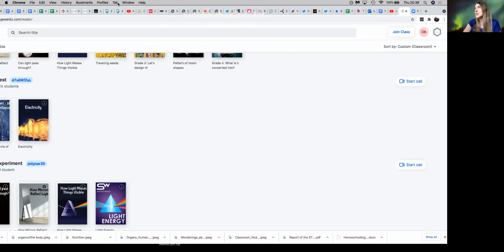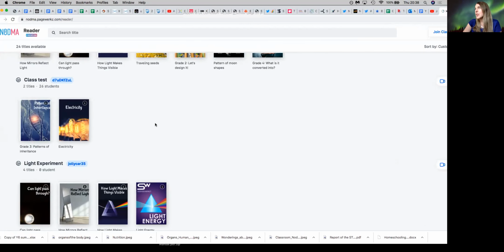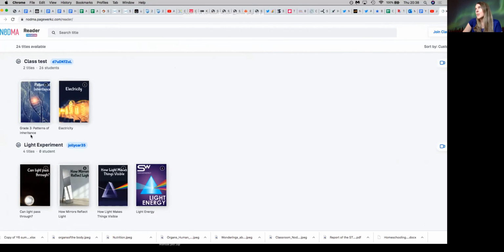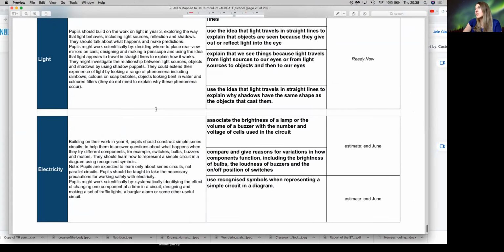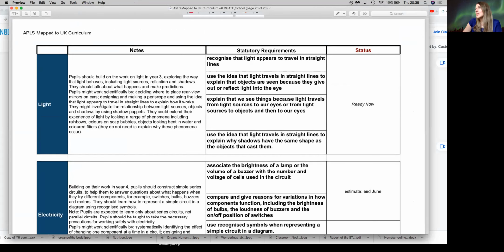And then going back to the books that we used, one of the other requirements for the UK curriculum is to look at light. So it's really about exploring the way that light behaves and what happens. Can we recognize that light appears to travel in straight lines, and what happens when it doesn't? And when it goes through objects. So why shadows are there, and why can they have the same shape as the objects that cast them?